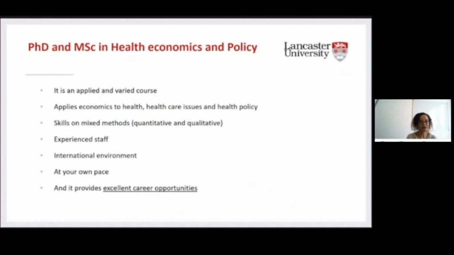Why is it a good idea to enroll in an MSc in Health Economics and Policy? It is an applied and varied course. It applies economics to health, healthcare issues, and health policy. You will gain skills on mixed methods that is becoming more and more necessary in health economics and policy. So you are going to gain research skills on quantitative and qualitative research methods. We have very experienced staff involved in the delivery of programs and also in supervising our students. This is an international environment. You can do it at your own pace, and it provides excellent career opportunities.